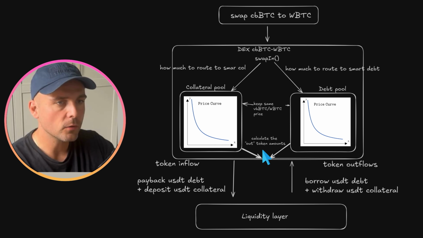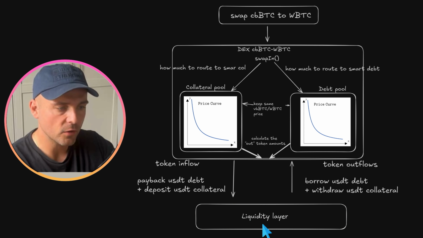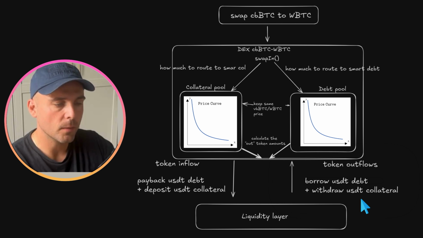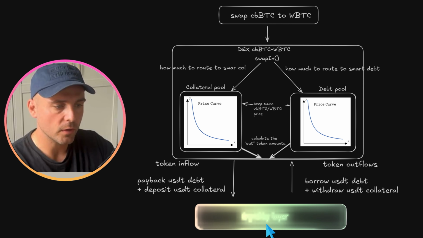And these amounts get then all executed against the underlying foundation liquidity layer, which we have already seen. So the token inflowing amounts are executed as a payback and a deposit, and the outflowing amounts, those that the trader receives, are executed as a borrow and a withdraw out of the liquidity layer.